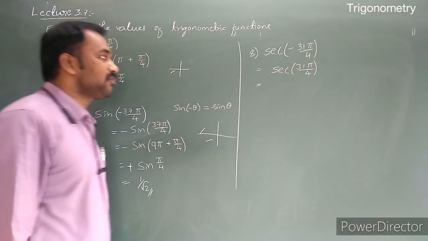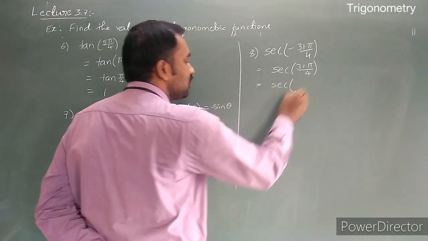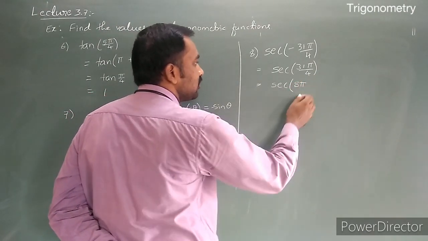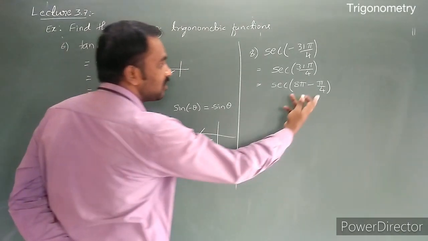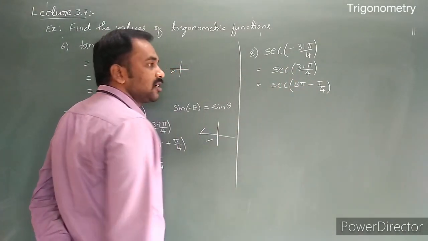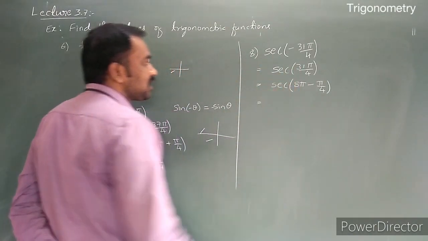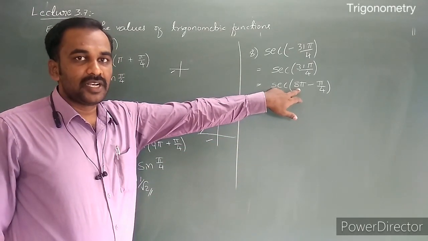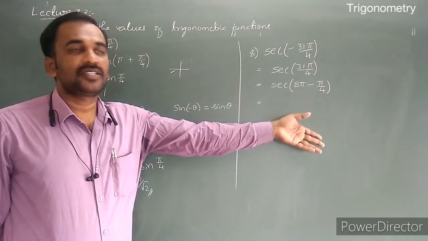Now the nearest multiple of 4 to the 31. What is that? 32 is that. How much is it? 8. So 8 pi minus pi by 4. On simplifying, we have to get the previous result. 4 into 8, 32 pi minus pi, 31 pi. Okay. Sec of 8 pi minus pi by 4. 8 pi, an even number into pi. Even number into pi is nothing but the 360 form.